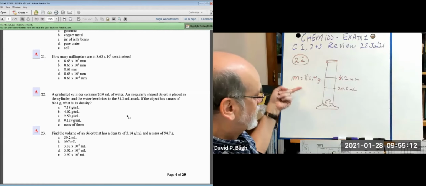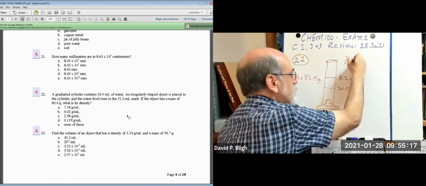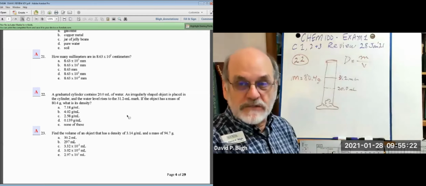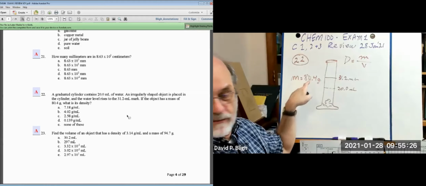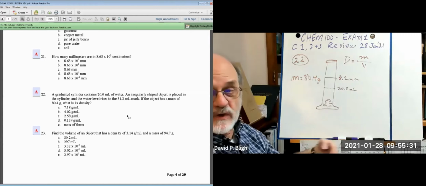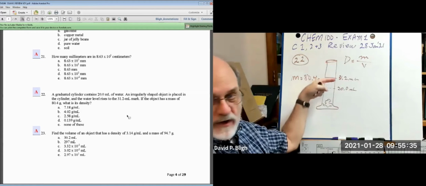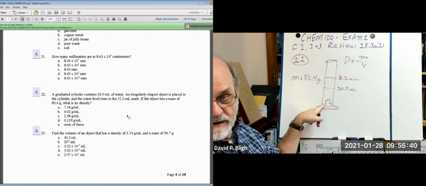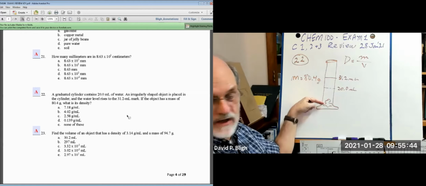Okay. So what do we need to know to do density? Density equals mass divided by volume. Do we have the mass? Yep, right there. Do we have the volume? Well, sort of. We have the information we need to find the volume, right? Why did the water go from 20 to 31.2? Because we dropped an object in there. So the displacement from here to here is the volume of that object.